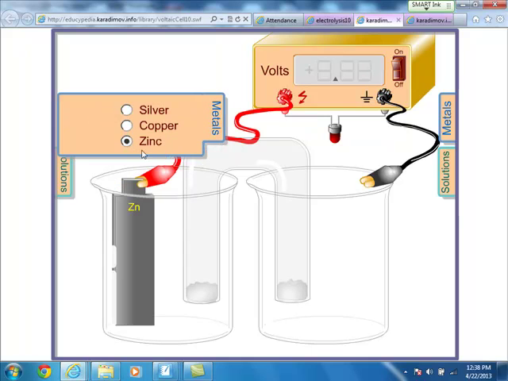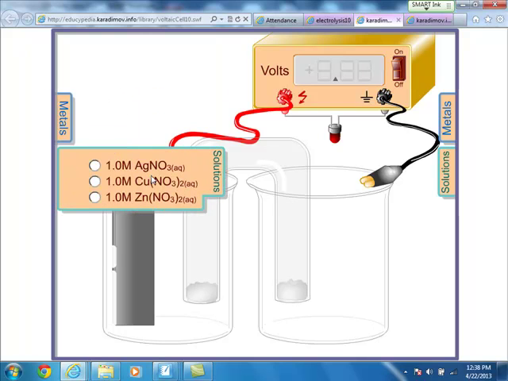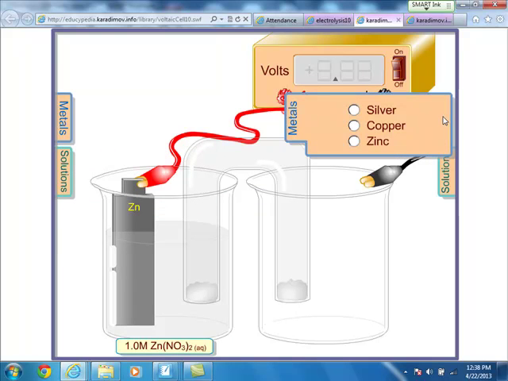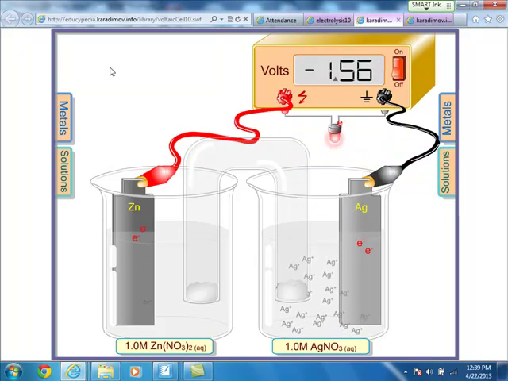Zinc. Okay. So if we choose zinc, what solution should we have? We should have a zinc solution. Okay. What metal do we want in the other one? Silver. Okay. So we choose silver. What solution should we have? Silver nitrate. Okay. Then when you turn this on, you can watch what's happening. So what direction is the flow of electrons from? Zinc to silver. Yeah, the electrons are flowing from zinc to silver.